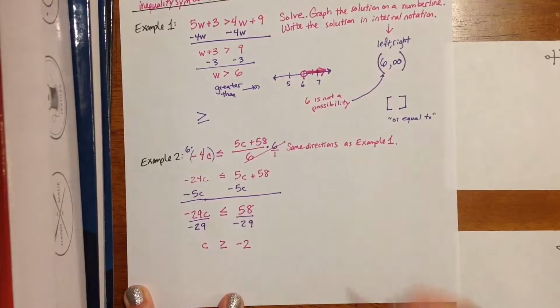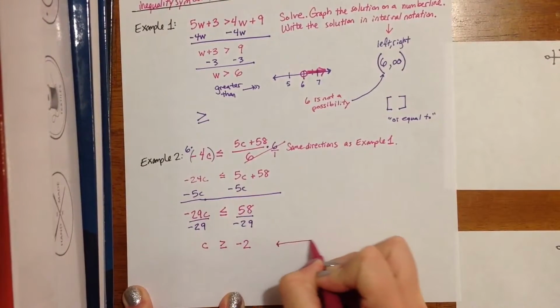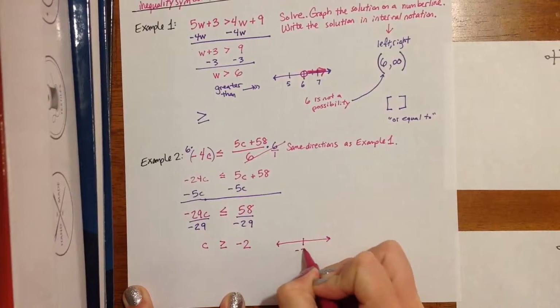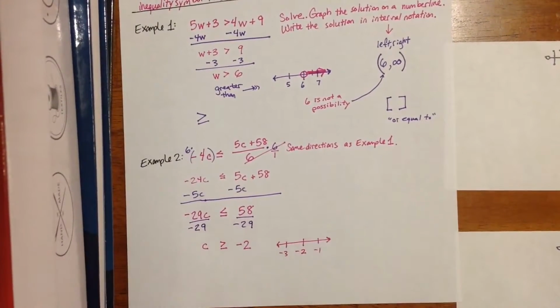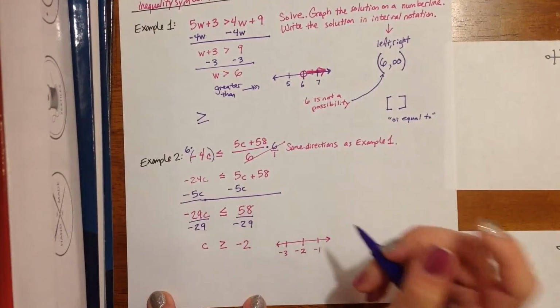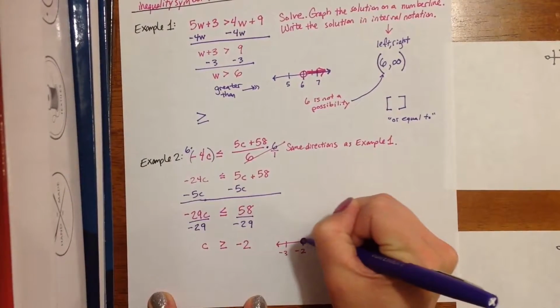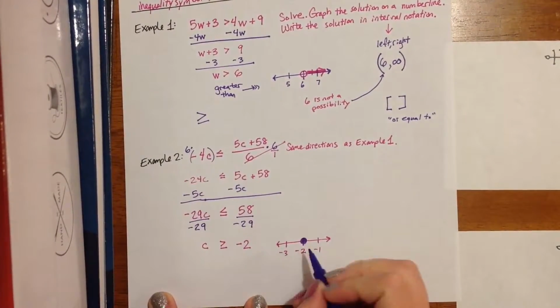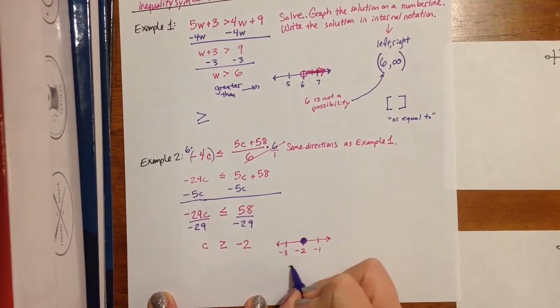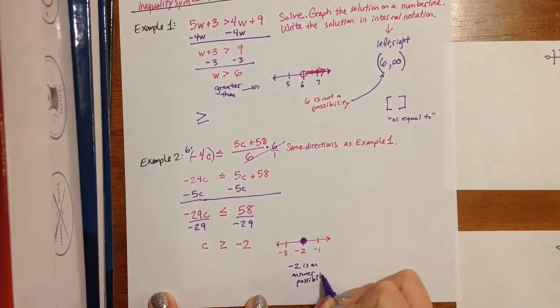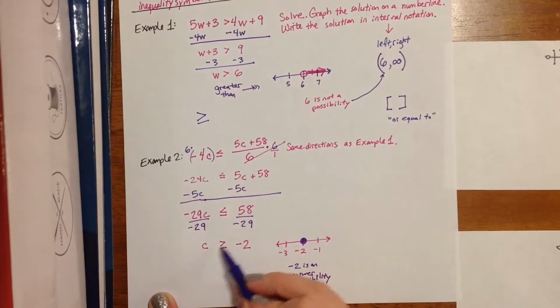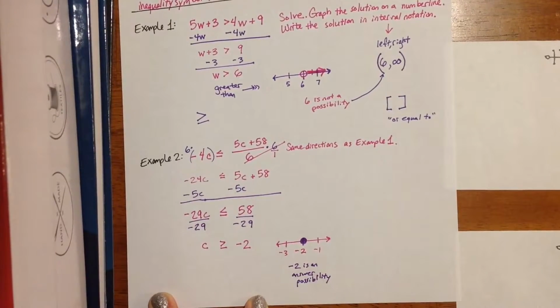Graphing that on a number line. I have my number line. Again, my really only important number is -2. I'm going to give you a number on either side just for reference. Greater than or equal to, so I'm going to use a filled in circle here because -2 is an answer possibility. I'm allowed to use -2 as my answer because -2 is greater than or equal to -2.